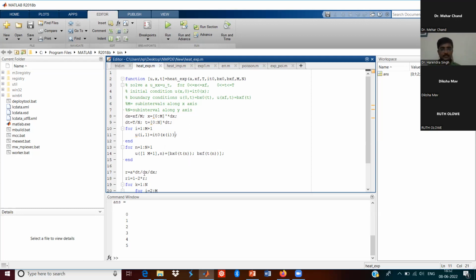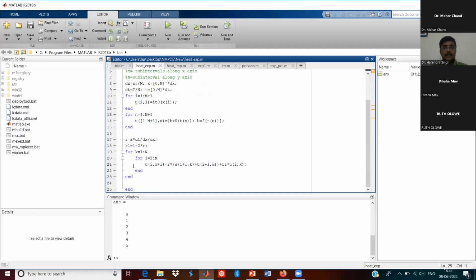In that case, r is the value of r. If you remember, r equal to a delta t upon delta x square, that is, upon dx dx, that is delta x square. So this is the value of r, and if you remember the scheme, we need 1 minus 2r. So 1 minus 2r is taken as r1. That is, instead of writing 1 minus 2r, you can write r1. So now it is the main computation for the scheme.